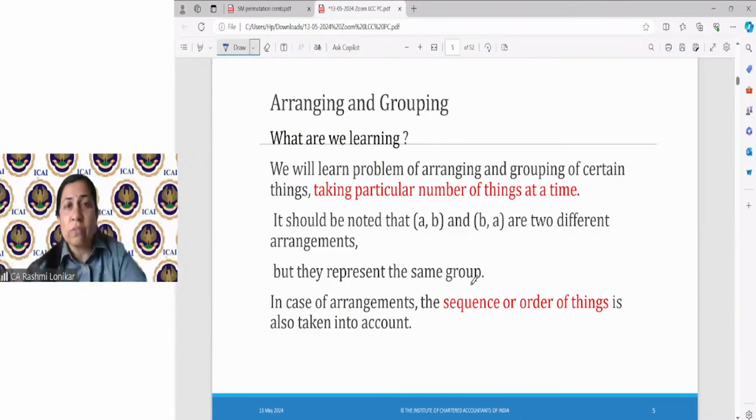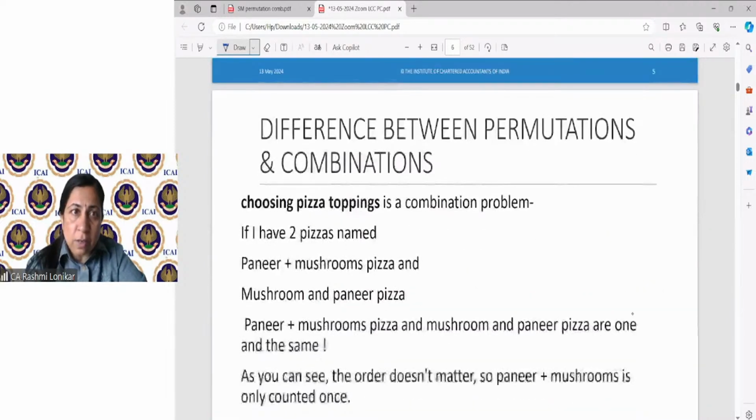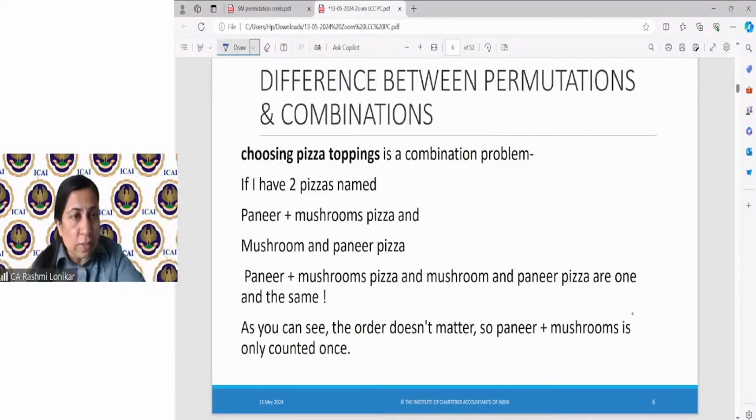Okay. Like if three of us are going for a movie, so it will not matter if I'm sitting on the 11th chair or the 12th chair or the 13th chair. Okay. It will not make a difference. But same thing when it is like if you have come first, second, third, then it will make a difference. So in case of arrangement, the sequence of order or order of things is taken into account. Okay, is taken into account. So this is very important. So now let us talk about differences.